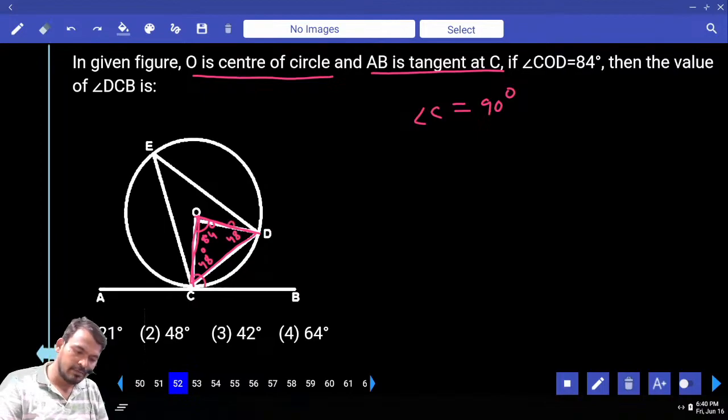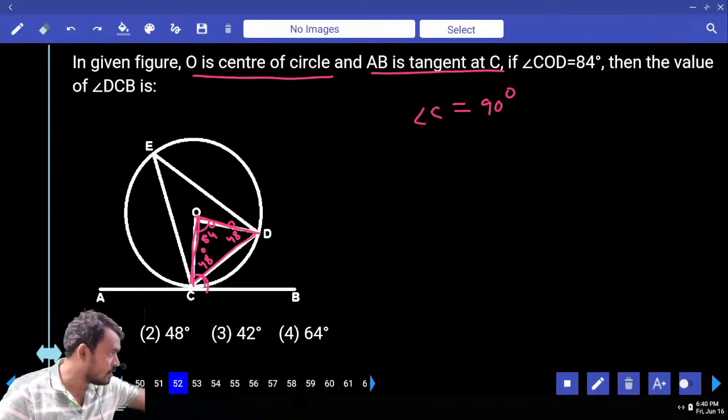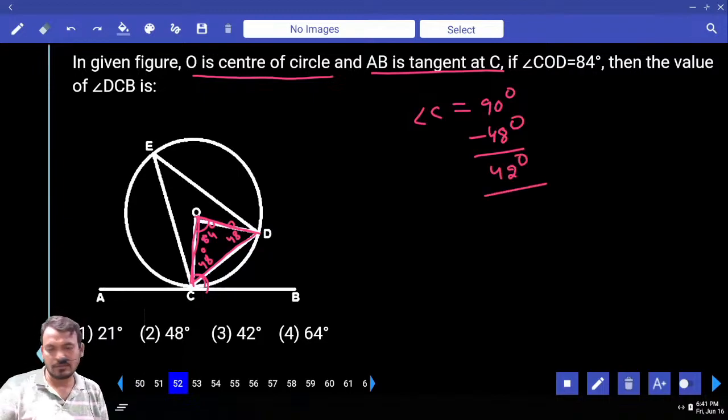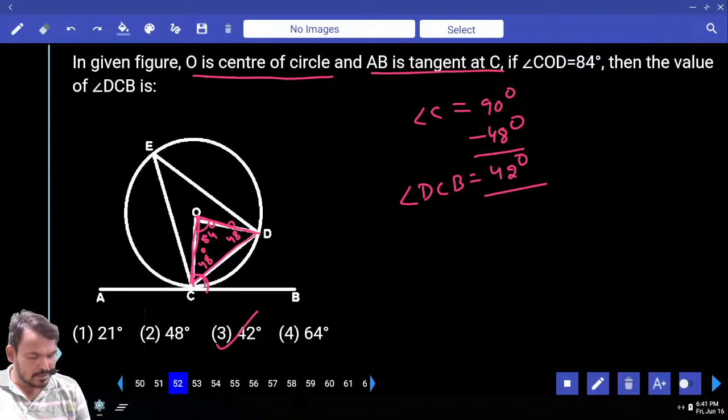But the entire angle C is how much? 90. In that 90, already that part is 48. Means 90 minus 48, we get the remaining 42. That 42 is which angle? Angle DCB. Next question, number 53.